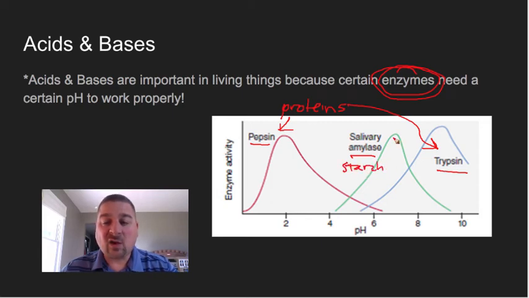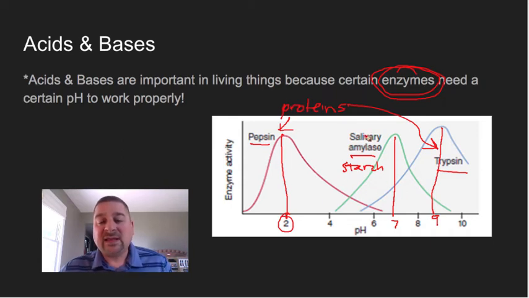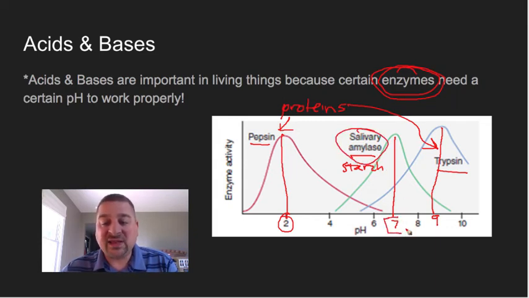Now notice they all have peak activities at different pH levels. Salivary amylase works at about 7, trypsin works at about 9, pepsin works at about 2. Why is that? Well, with salivary amylase, starch digestion starts in your mouth. That enzyme works best at about a neutral pH, which would be inside your mouth, your saliva.